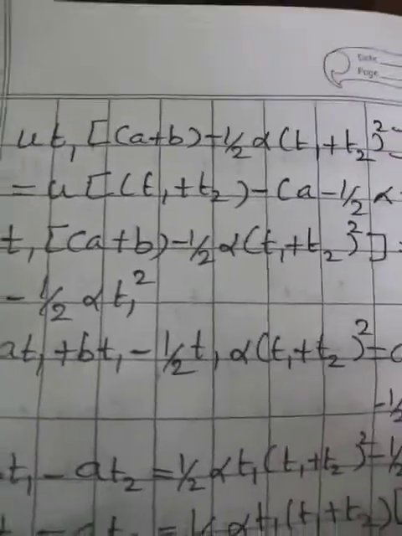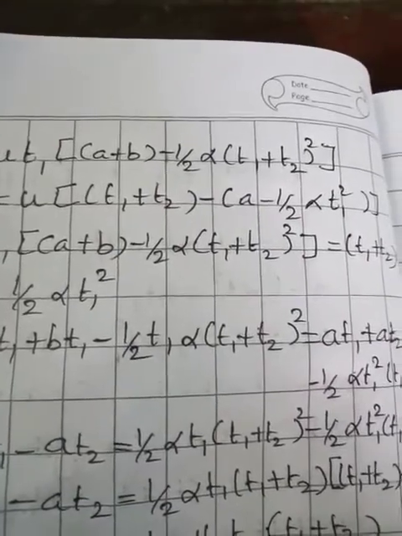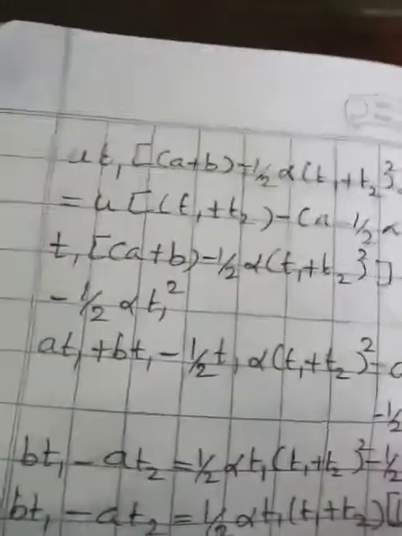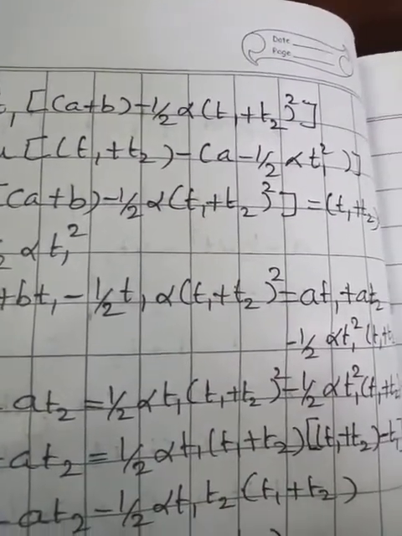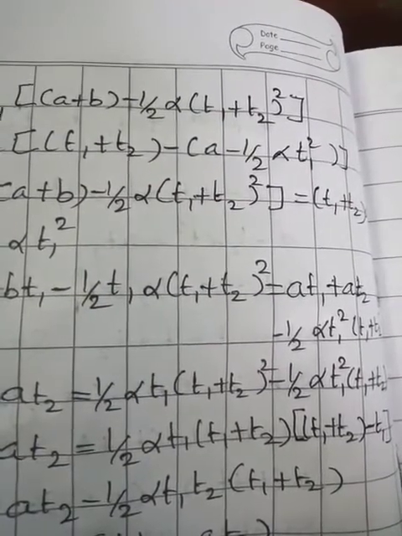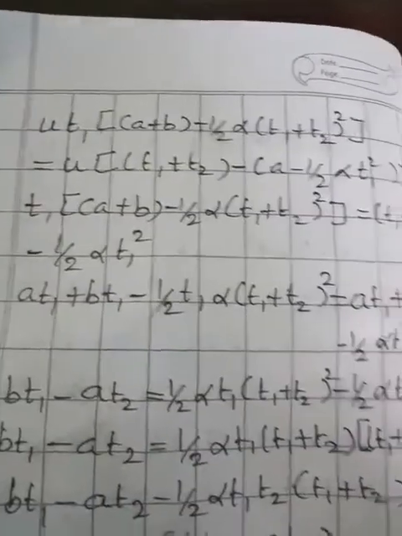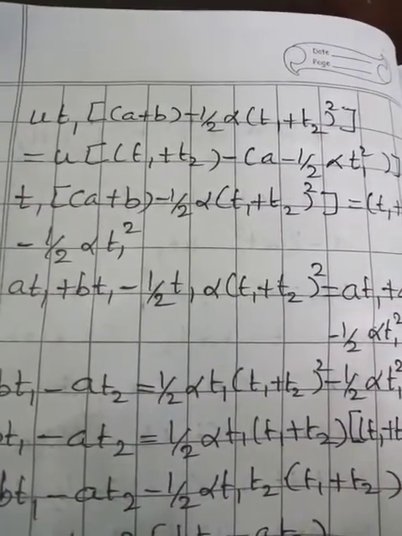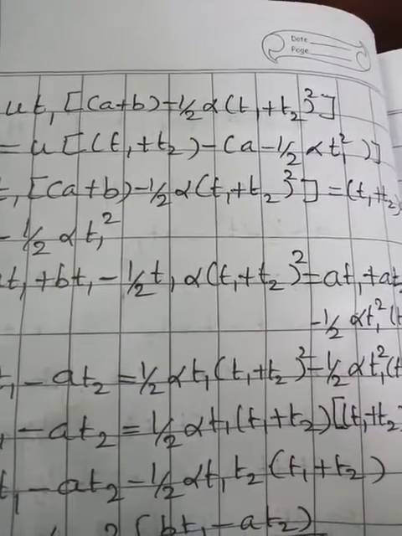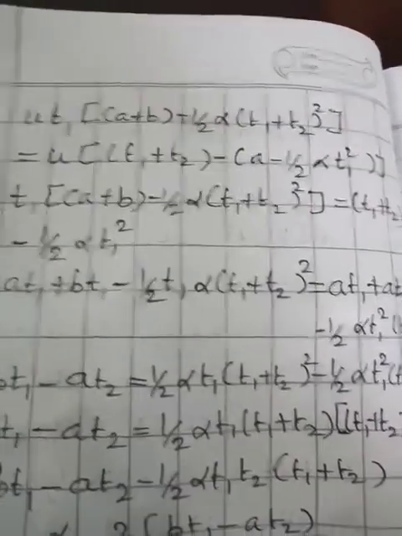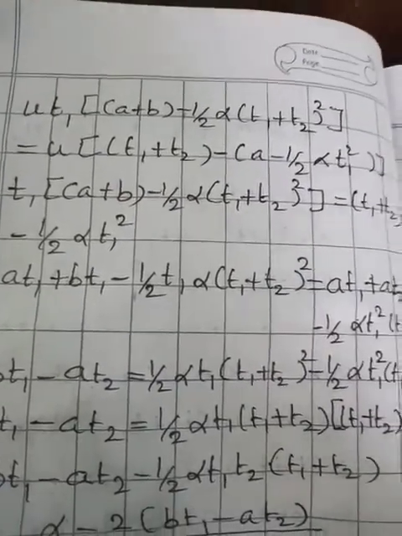Next, t1 into bracket a plus b minus 1 by 2 alpha into t1 plus t2 whole square is equal to t1 plus t2 into bracket a minus 1 by 2 alpha into t1 whole square.